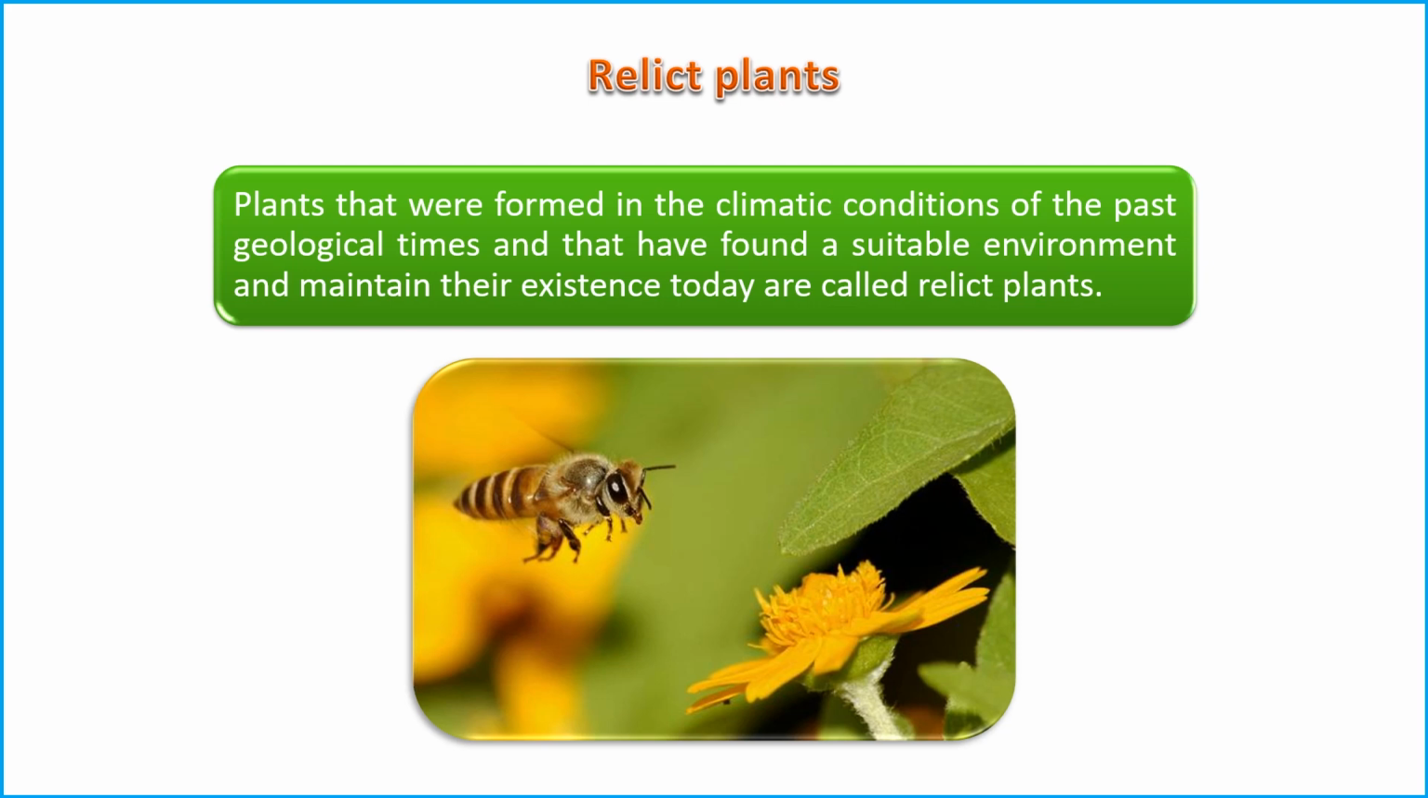Relict plants are species that originated in past geological eras and have survived in specific environments, often characterized by unique or ancient climatic conditions. These plants are considered living remnants from earlier periods of Earth's history. Relict species may have once had a more extensive distribution, but as environmental conditions changed, they became restricted to specific geographic areas where their preferred conditions still exist.